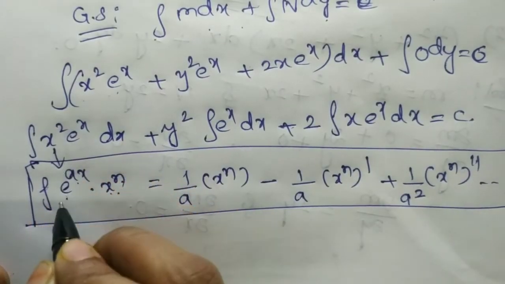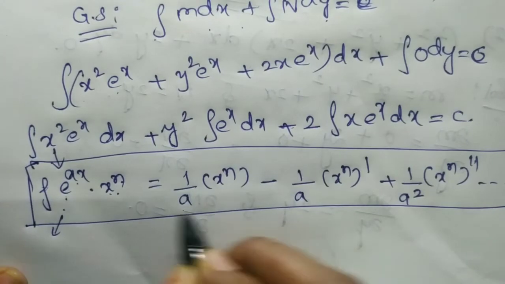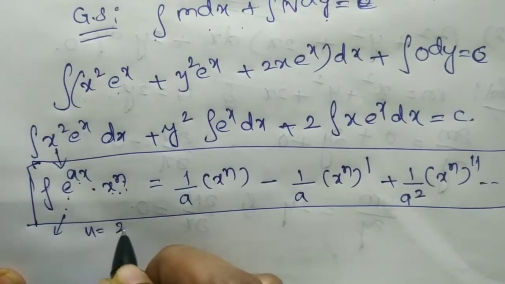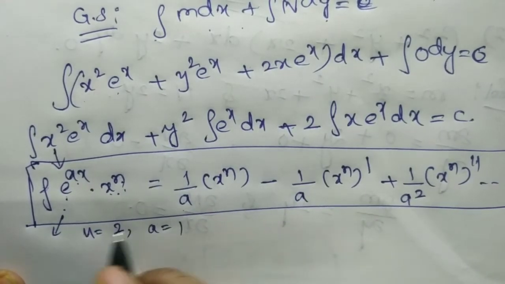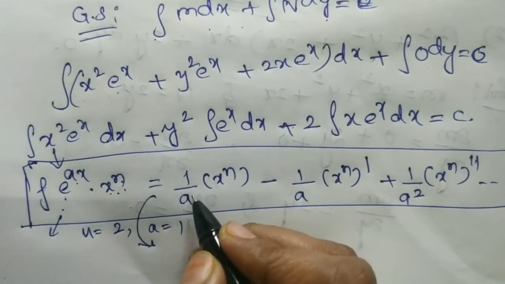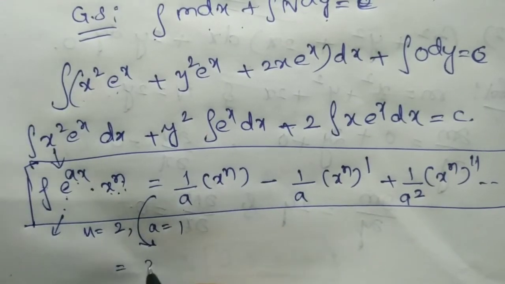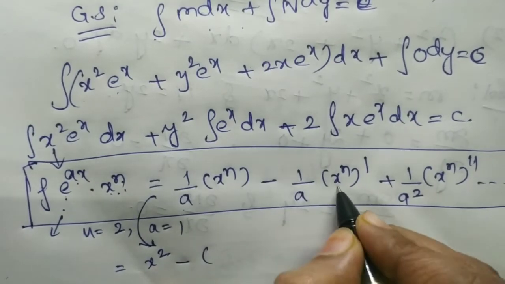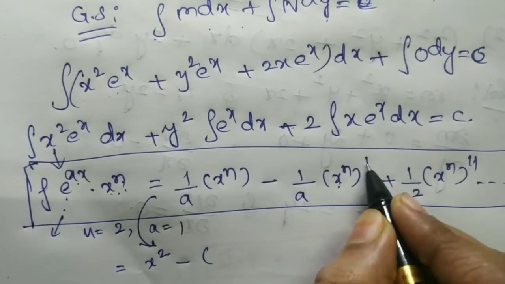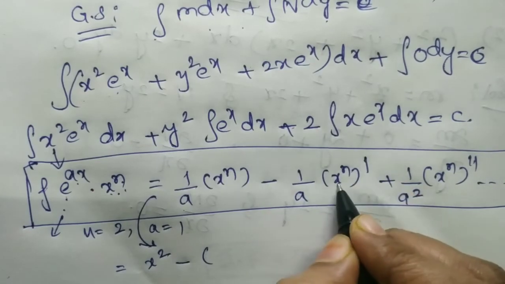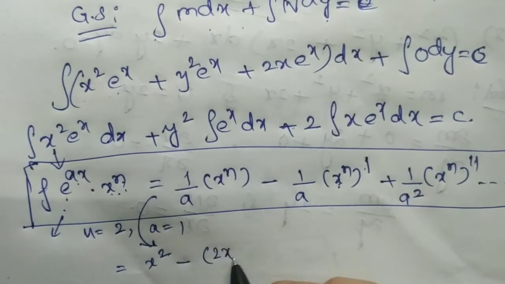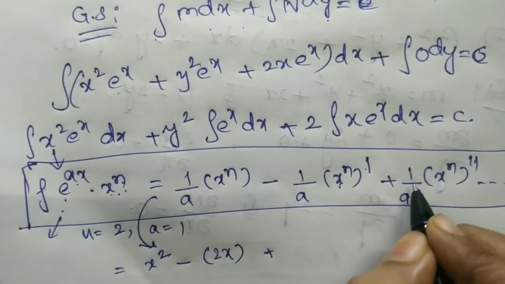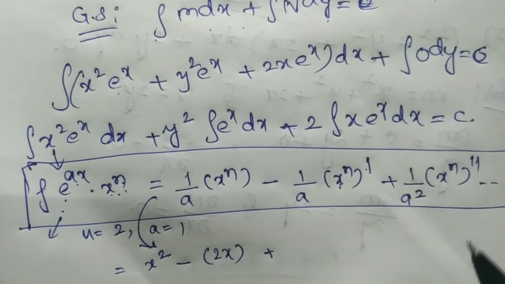So first integration, I am using this formula. Here n equal to 2 and a equal to 1. So 1 by a, a equal to 1. x power n, so x square, minus 1 by a, x power n dash. Dash is nothing but differentiation. So x square differentiation is 2x plus 1 by a square. So 1 by 1 square is nothing but 1.